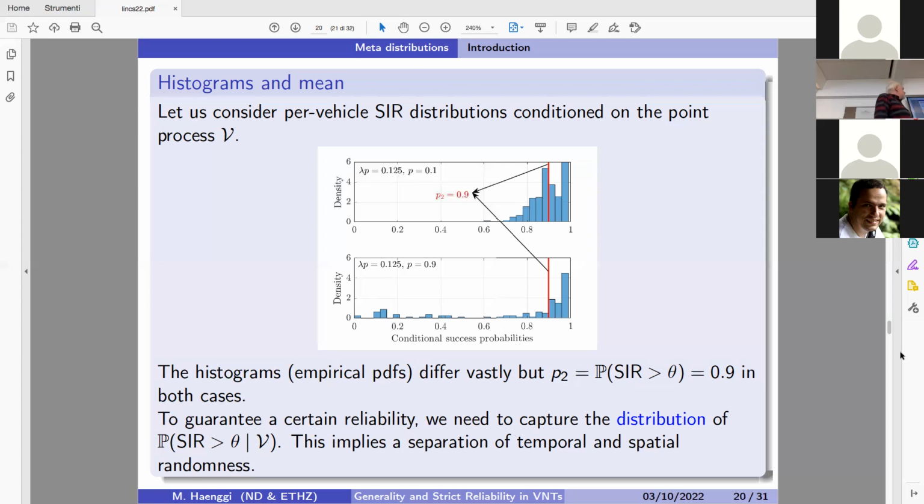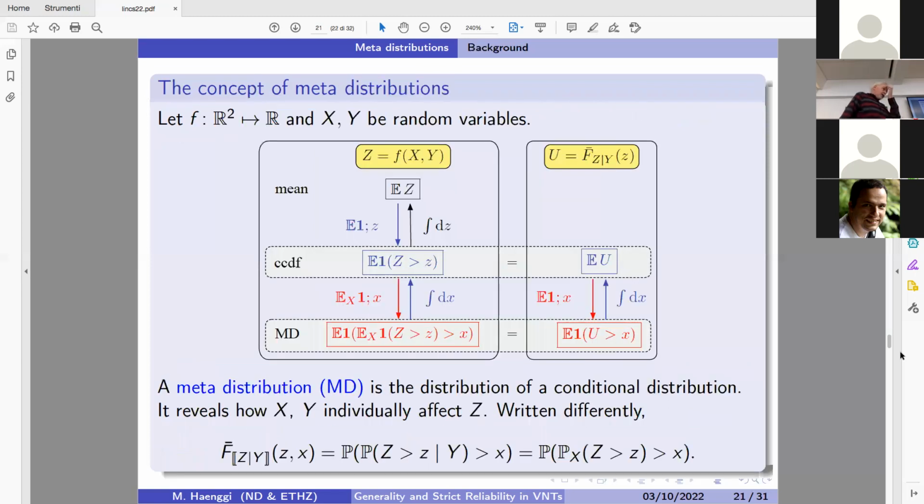So what we want is, instead of just capturing this red line, we want to capture the distribution. We want to capture this histogram. So we want to capture the distribution of the conditional SAR distribution. And in so doing, we are nicely separating the temporal scales and the spatial scales, because we first average over time, the fading, and secondly over space, the point process. So this brings us to the concept of meta distributions. So this is broad, for a moment not tied to stochastic geometry or point processes.